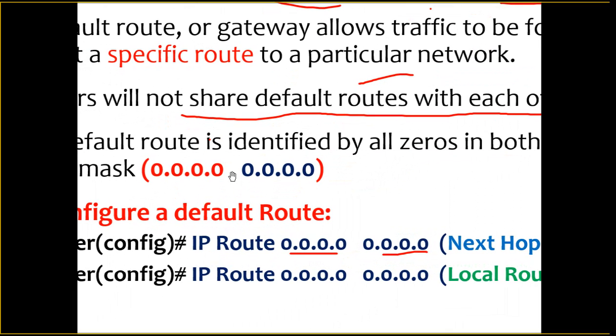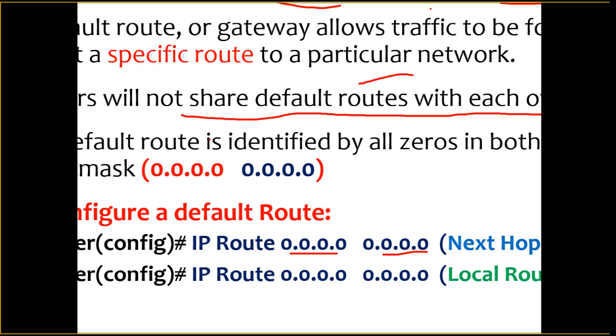When you configure default routing, you want to communicate to all networks. So what is all networks? 0.0.0.0 means I want to communicate to all networks, no specific network.